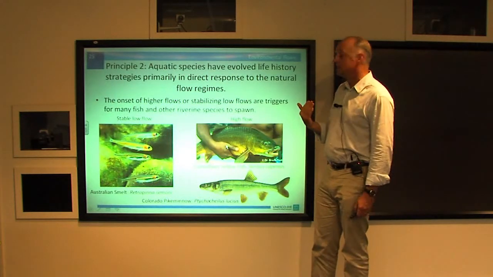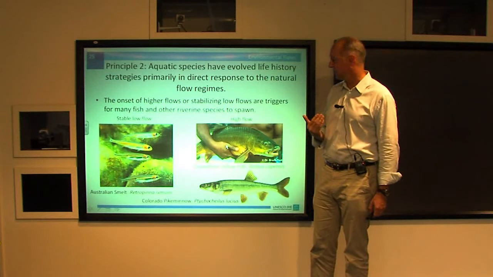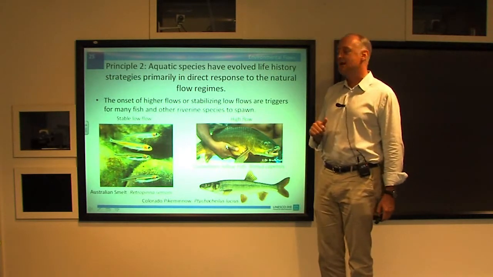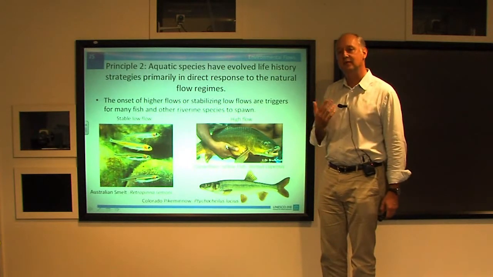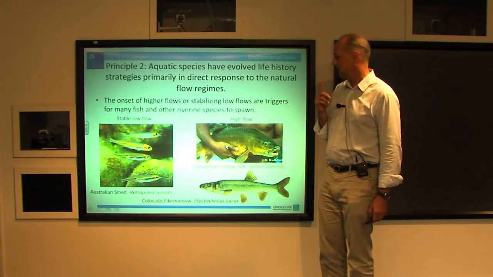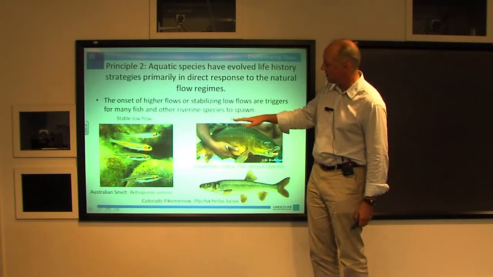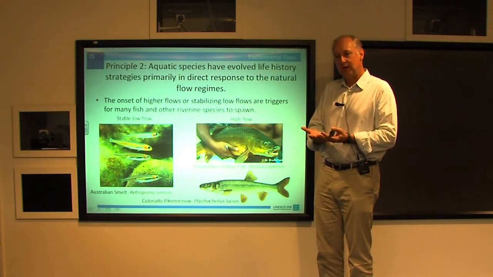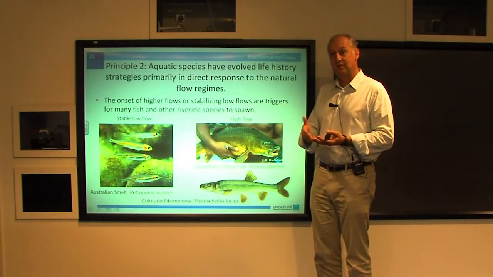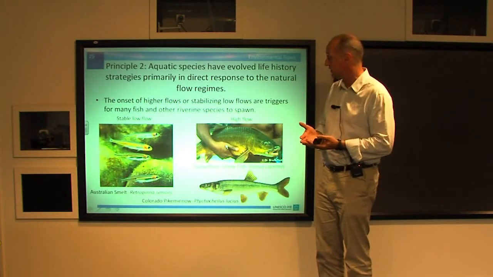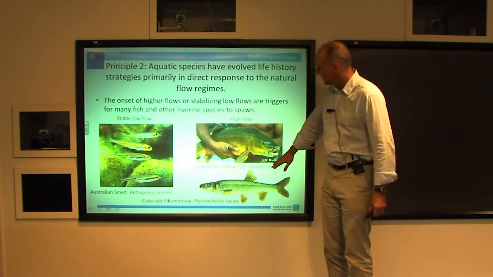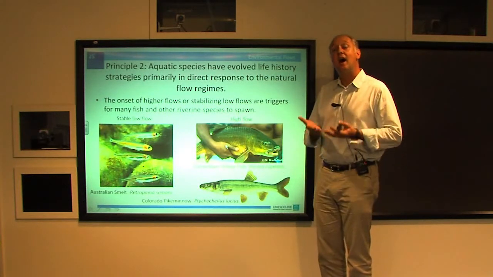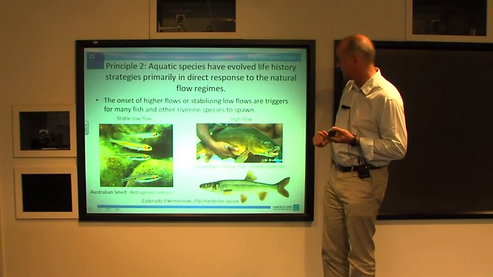Now, Principle 2. Principle 2 applied to the life history stages of different organisms. And this is an example. We've got an example of 3 different fish species here that behave quite differently in their spawning practices. The Australian smelt, a very small fish, actually spawns in the low flow period before high water, before spring floods in Australia. The Colorado pike minnow actually spawns during the highest water periods, and that holds as well for the Clanwilliam yellowfish.